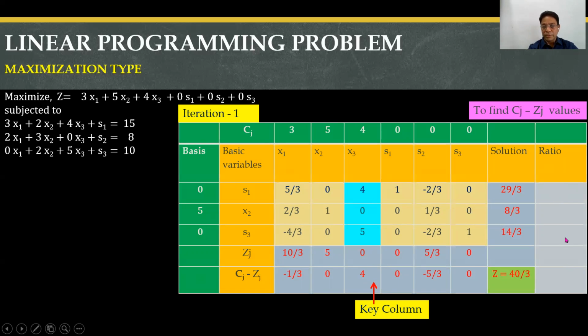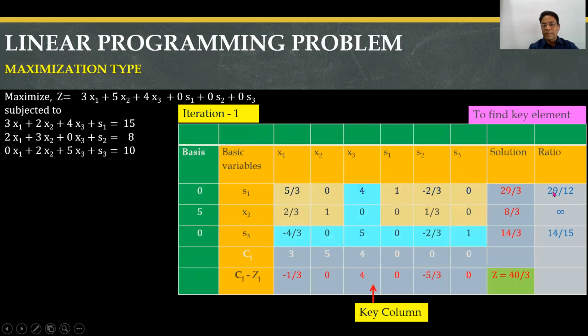And how to obtain ratio? Ratio is obtained by dividing the solution column by the X3 column. So we'll divide the solution column by this column, and what we'll get is the ratio: 29 by 12. Here since we have 0, 8 by 3 divided by 0 will be infinity, and here we'll get 14 by 15. So which of these is minimum out of these three? This is infinity, so obviously it's not minimum. This is 29 by 12, it is coming as 2 point something, and this is coming at 0 point something. So this is the key row.